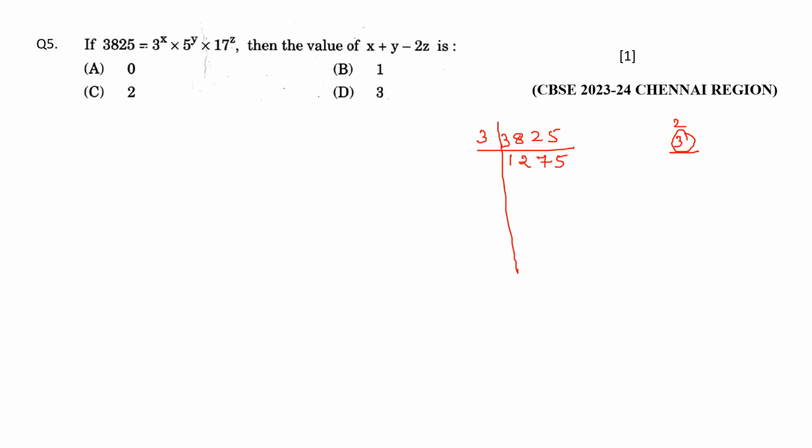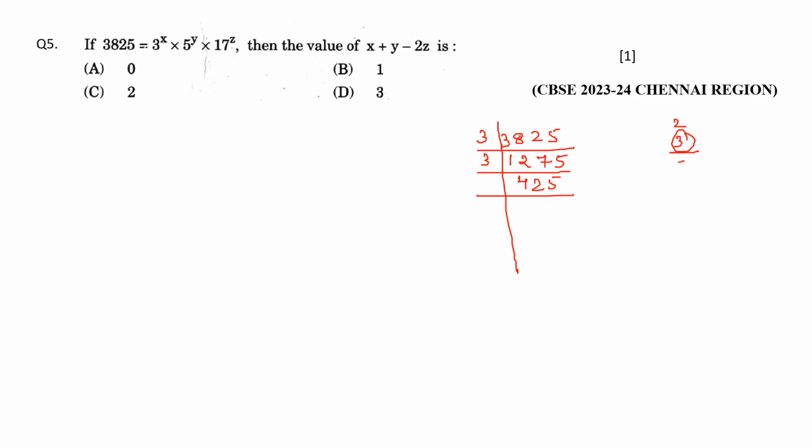1275. Now again I can use 3 table, because if I add 1 plus 2 is 3, 3 plus 7, 10, and 10 plus 5 is 15. 15 is again divisible by 3, right? So 3 times 425. Now it is not divisible by 3 because 4 plus 2 is 6, 6 plus 5 is 11.